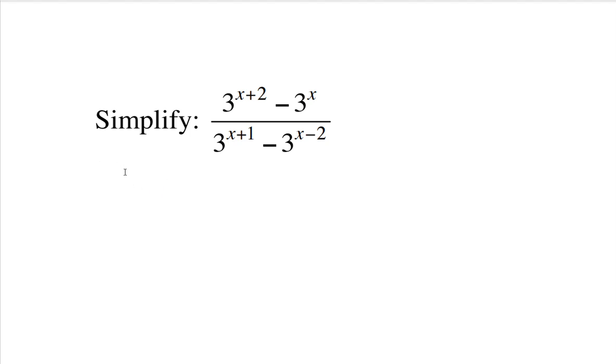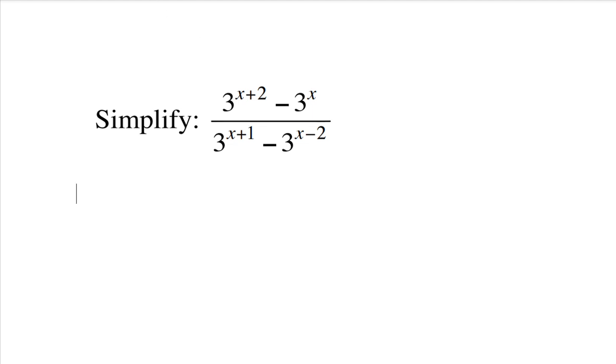Today we'll be looking at exponential fractions together with the prime bases and exponents. So the first step is to check if you have an addition or subtraction. If you see addition or subtraction in any expression or equation, you must think of factorization and taking out the common factors.